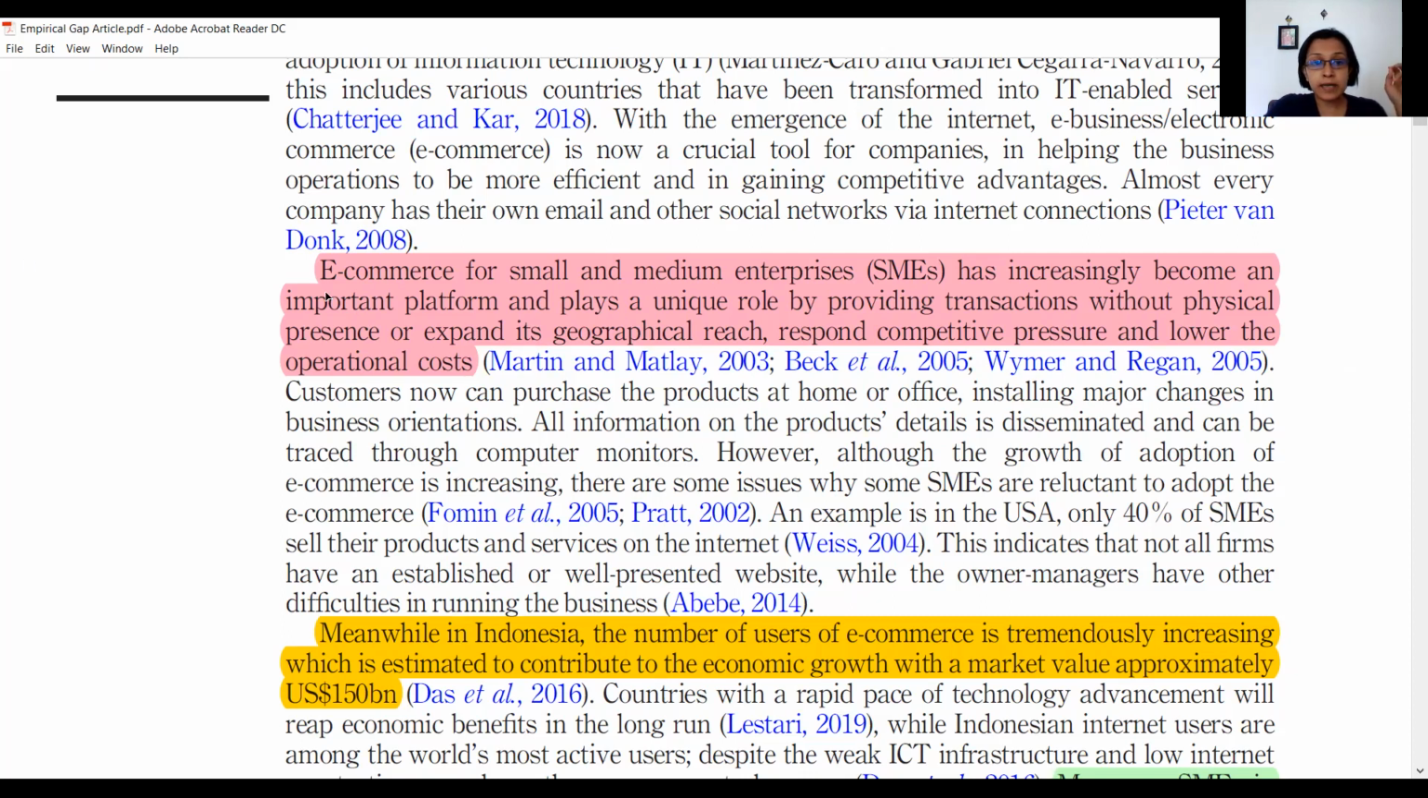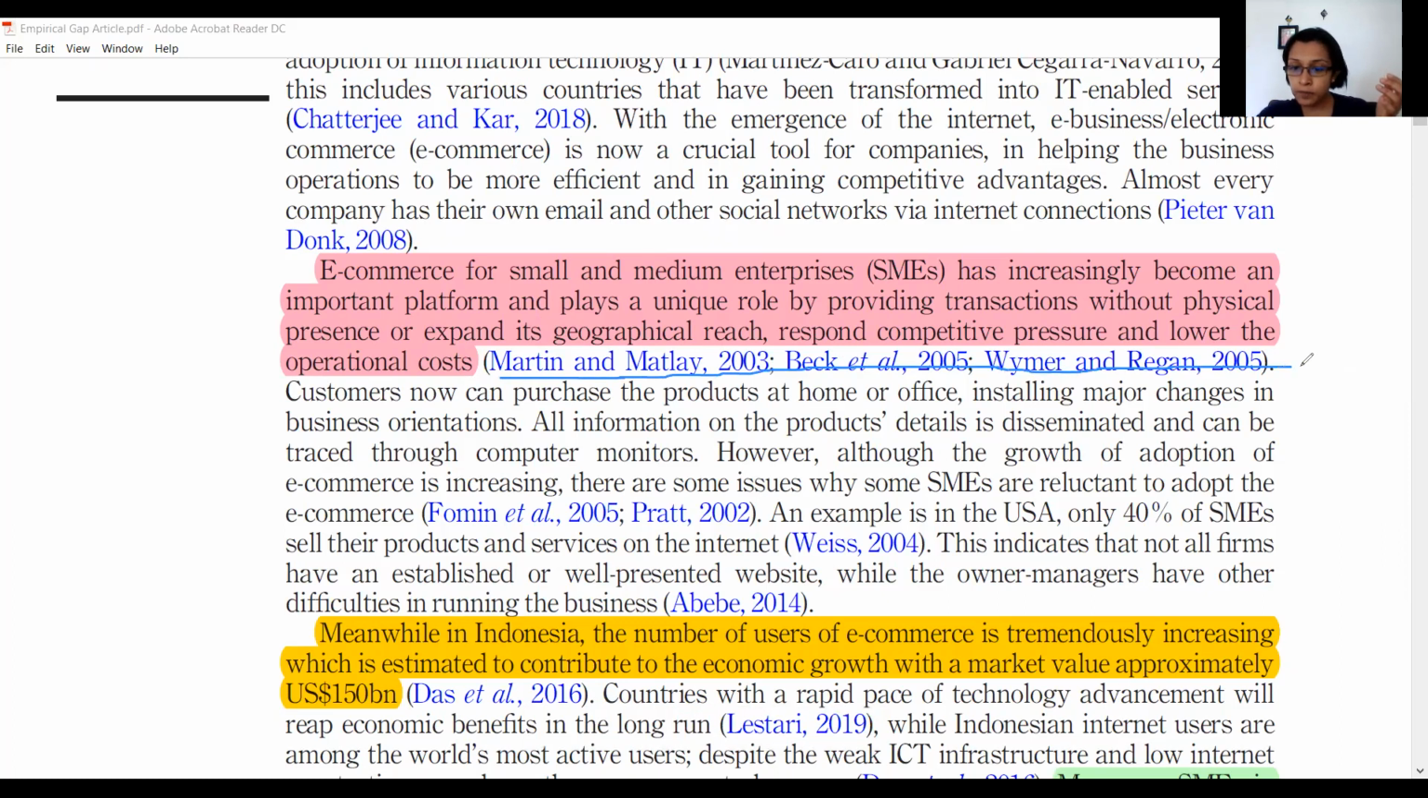Now, this is the pink color one. It says the e-commerce for SMEs has increasingly become an important platform. So who says that? Is it me? No, I'm not saying that. It says by the scholars.